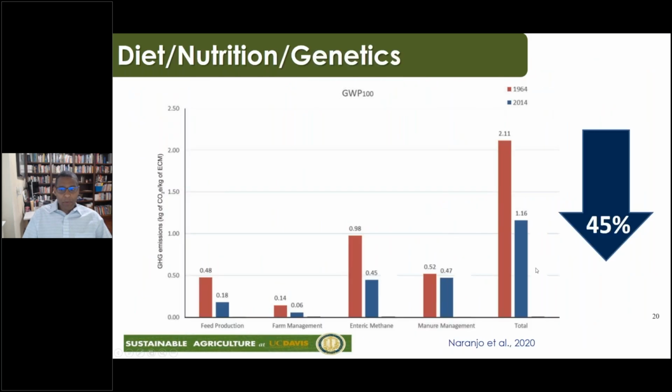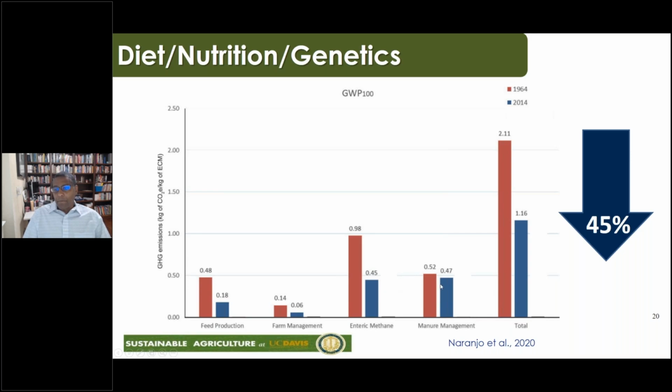To put this into perspective, we've done some calculations and compared, over the last 50 years, the impact on emissions, particularly on emission intensity. In the 1960s or so, we had total emissions of about 2 kilograms of CO2 equivalent per kilogram of energy corrected milk, and that goes down to about 1.16 kilograms of CO2 per kilogram of energy corrected milk. We've seen huge gains in feed production, because now we have fewer inputs and more yield. Farm management also reduced emissions. Enteric methane went down by more than half, because the amount of milk that animals are producing now is much more than 50 years ago.